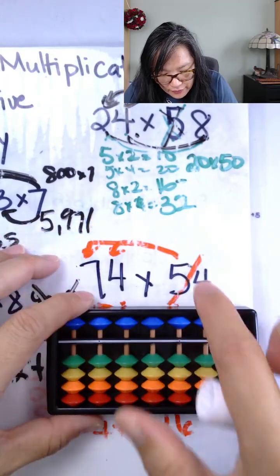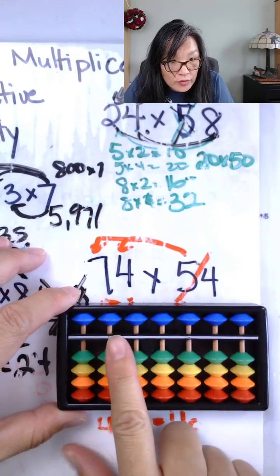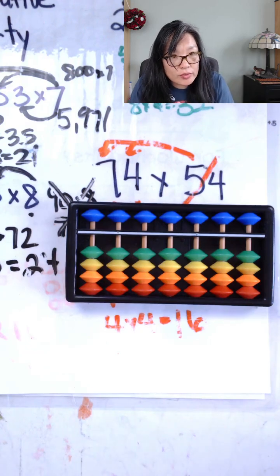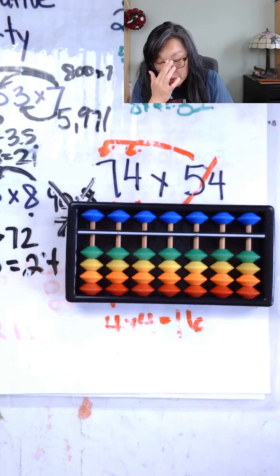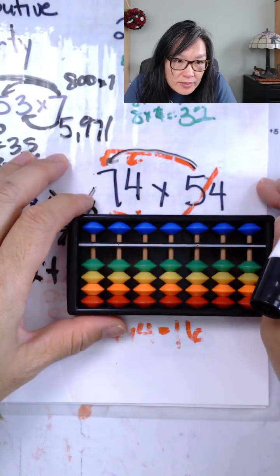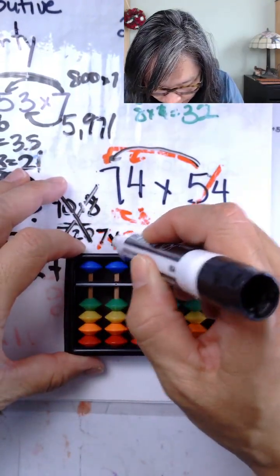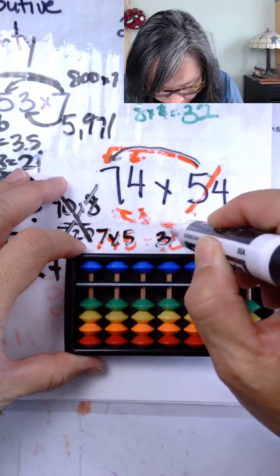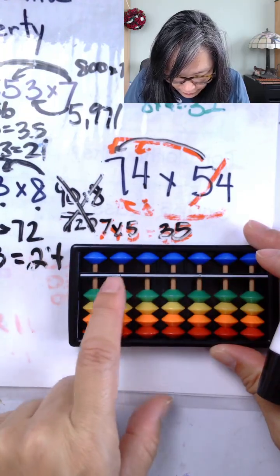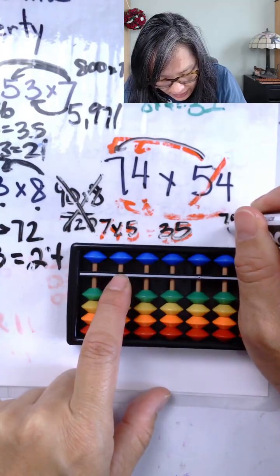So we have 4. 1, 2, 3, 4. We're going to count. 1, 2, 3, 4. Right? And then what we're going to do is what we call distributive property. We do 5 times 7. 5 times 7 is what? 35. Right. 7 times 5 is 35. So we counted 4. 5 times 7 is 35. We're not going to say 70 times 50.